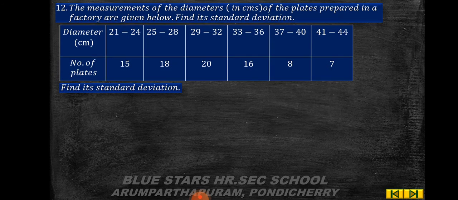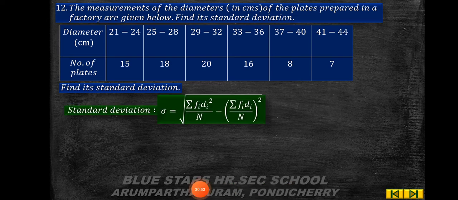Question number 12. The measurements of the diameter in centimeters of the plates prepared in a factory are given below. Find its standard deviation. Diameter in centimeters: 21 to 24, 25 to 28, 29 to 32, 33 to 36, 37 to 40, 41 to 44. Number of plates is 15, 18, 20, 16, 8, 7. Find its standard deviation.